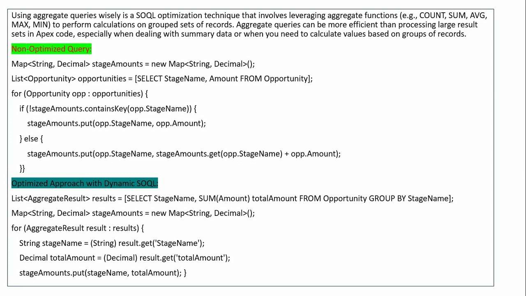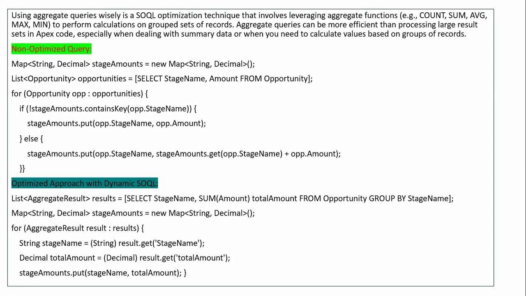Simplified code. Using aggregate queries can simplify your Apex code by moving calculations to the database, resulting in cleaner and more readable code. Reduced governor limits impact. Aggregate queries can help reduce the impact on governor limits such as query row limits by performing calculations directly in the database.